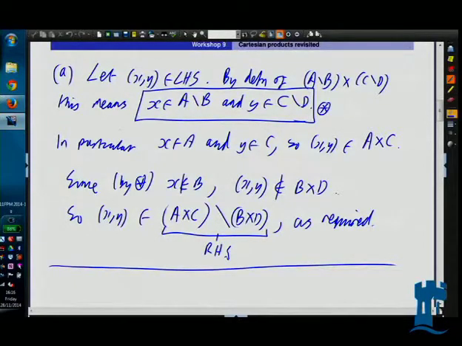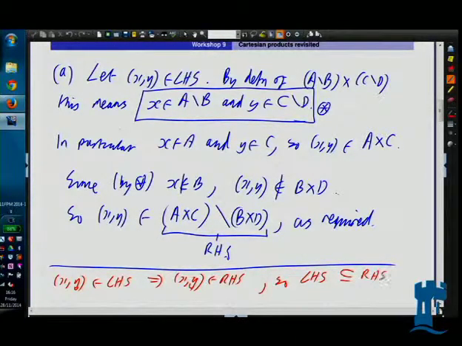I'll just summarize that. xy in the left-hand side implies xy in the right-hand side. So the left-hand side is a subset of the right-hand side. That's what we did. Okay.